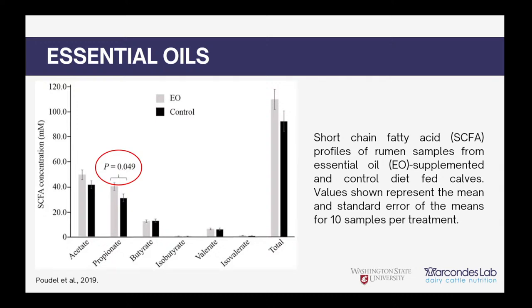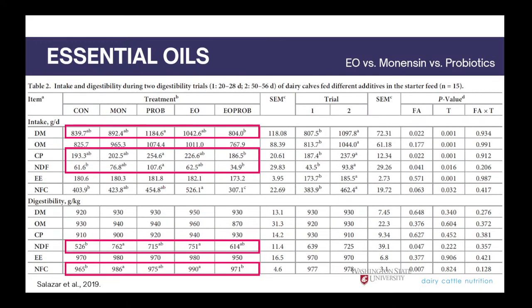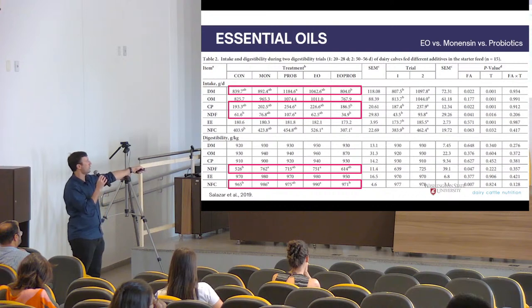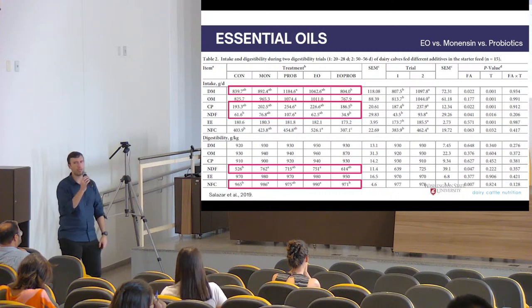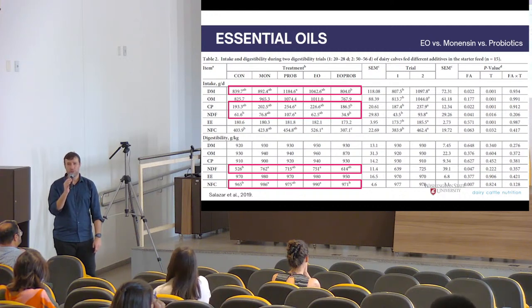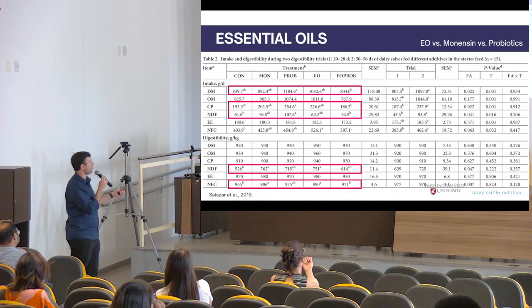This is a result from the literature, and this is the study that we ran. Nero was also involved in this study, where we had control, monensin, probiotics, essential oils, and the combination. In the past slide, I showed you that the combination was very good. In this case, the combination was bad, and the probiotic had the best results, with no difference between probiotics and essential oils. So when they were used separately, they were good. When they were put together, it was bad. We don't know how to explain that, but it was bad. So again, results are still very, very contradictory, how they interact with each other and so forth.